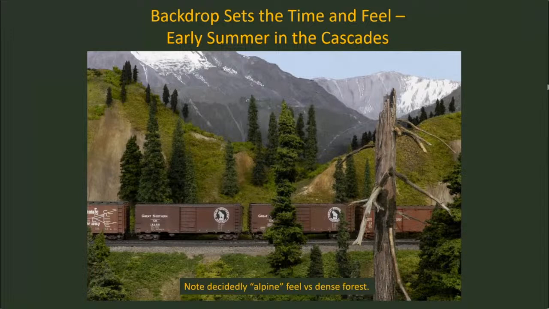This shows a photo of this as it stands today, complete. You see that same mountain massif in the background. In the foreground, it has a decidedly alpine feel because it's not super dense trees, which the actual line over the Cascades is in the trees. You can hardly see much of the line at all as it runs through the forest.